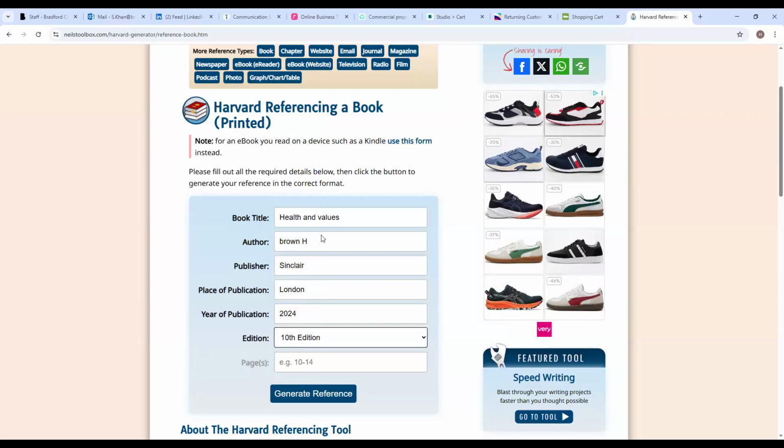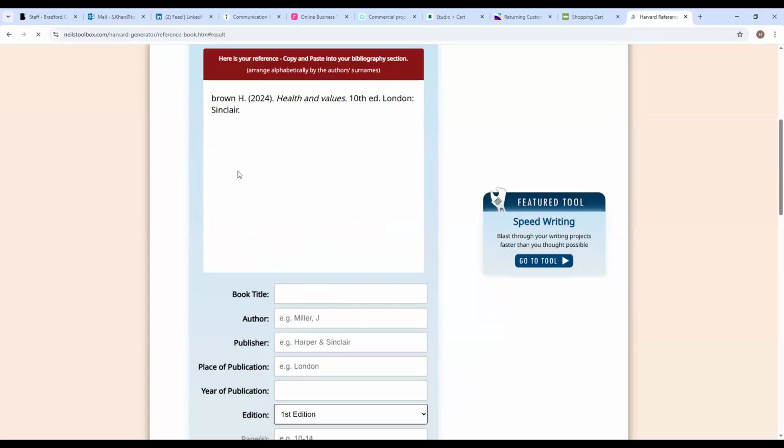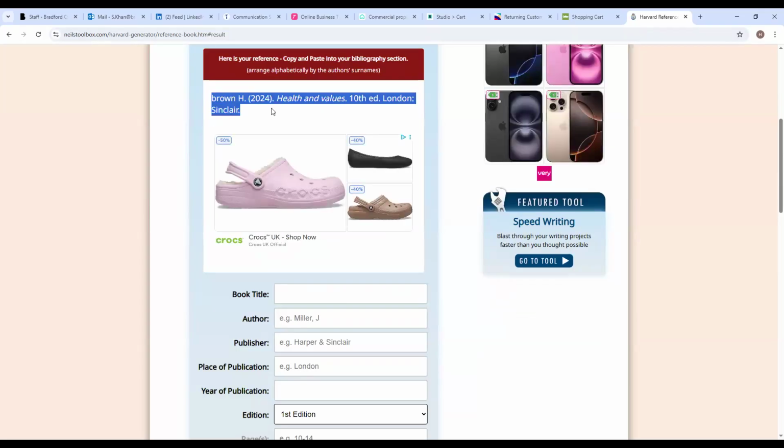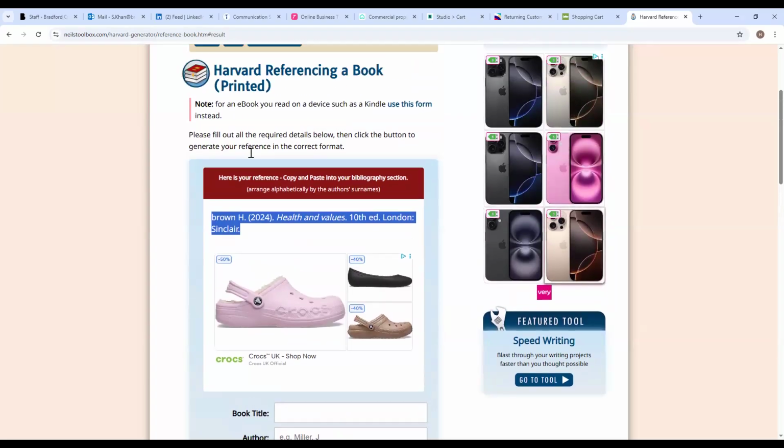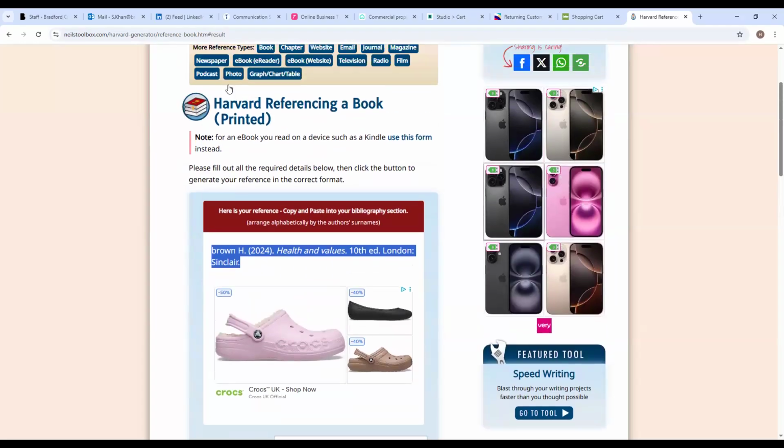Once you put all those details in, you just press generate reference. Can you see it's done it for you? You just copy and paste that into your bibliography, but it needs to be in alphabetical order. It puts all the dots and the commas and everything in the right place for you. It's really good to use. You can use it for any of your assignments. Does everyone understand that? Use that as an example.